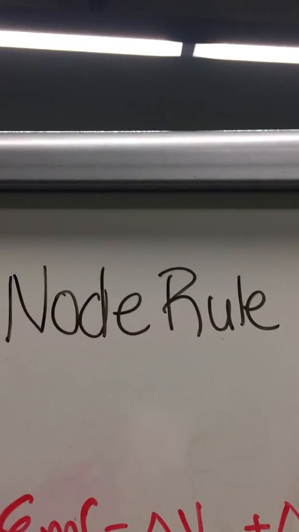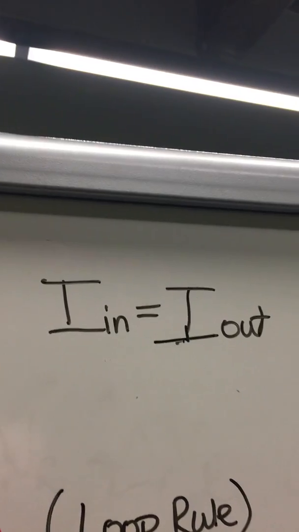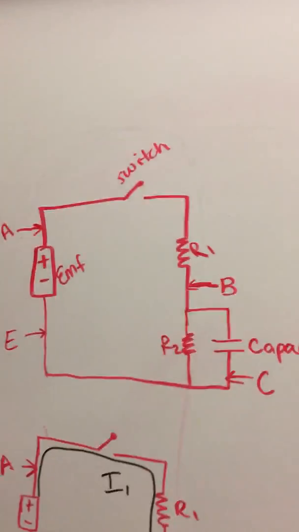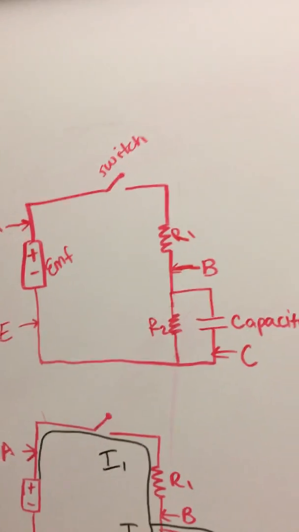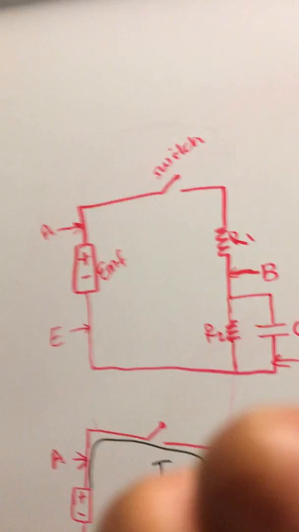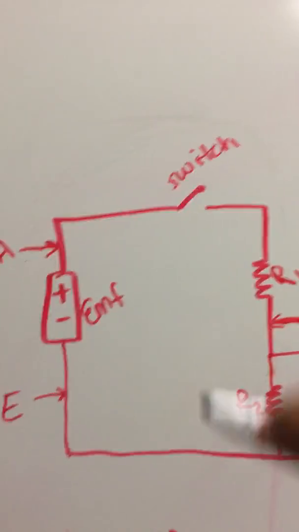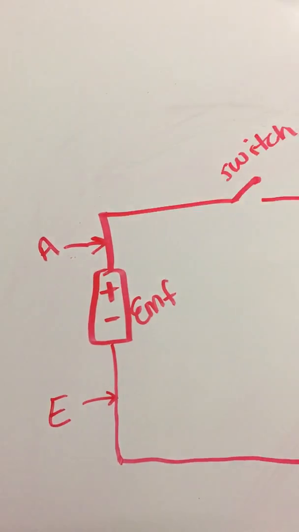The node rule. The principal concept in the node rule is that the current in is equal to the current out. This is the circuit that's in the wiki already, and I'm just going to go through how the node rule applies. So here we have a battery, and when you have a battery in a circuit, the current goes from the positive to the negative.